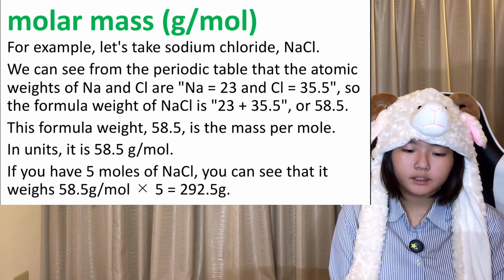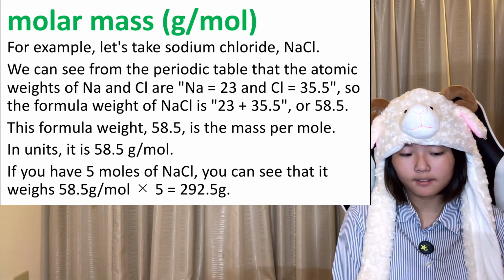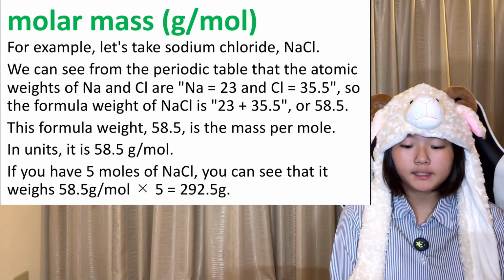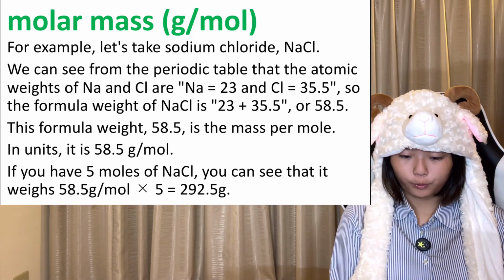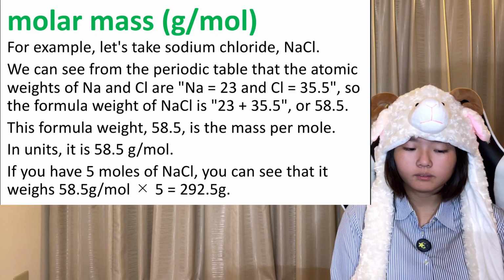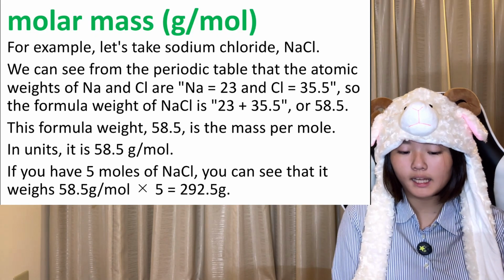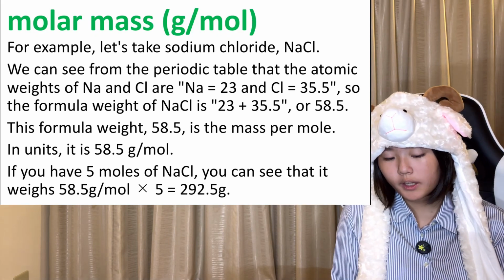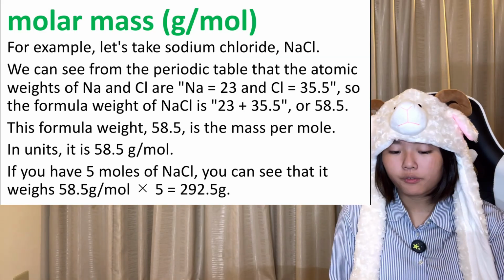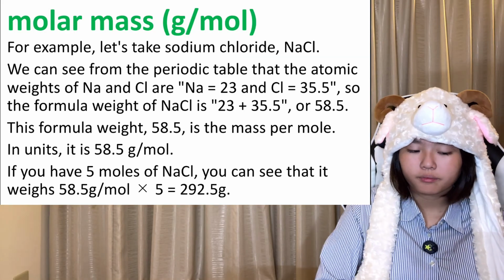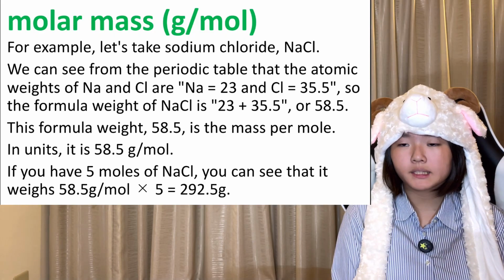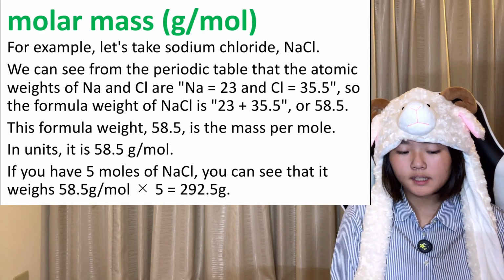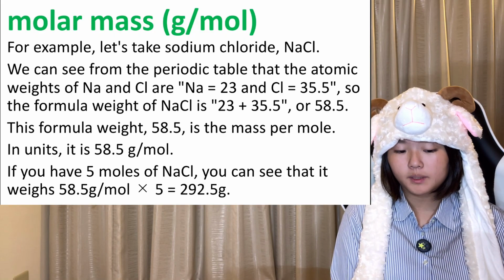For example, let's take sodium chloride, NaCl. We can see from the periodic table that the atomic weight of Na and Cl are 23 and 35.5. So the formula weight of NaCl is 23 plus 35.5, or 58.5. This formula weight, 58.5, is the mass per mole. In units, it is 58.5 grams per mole.